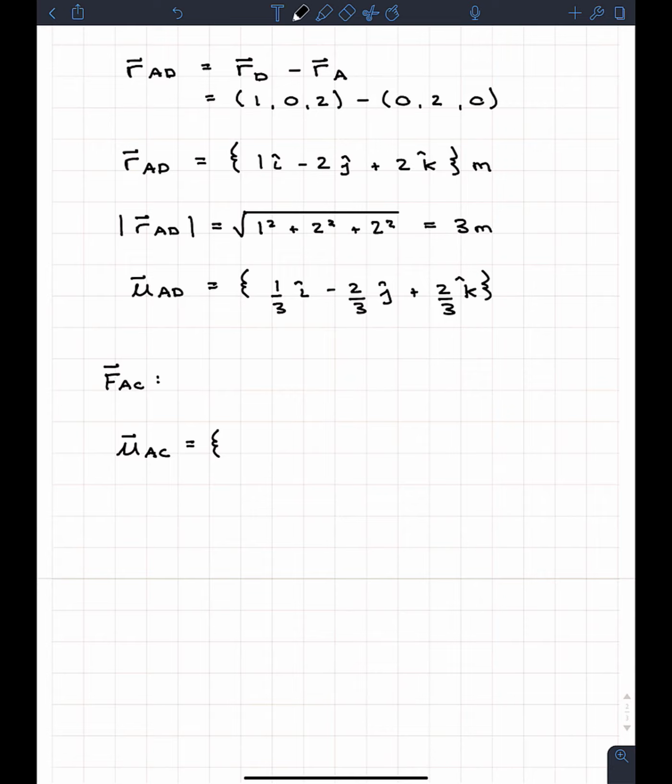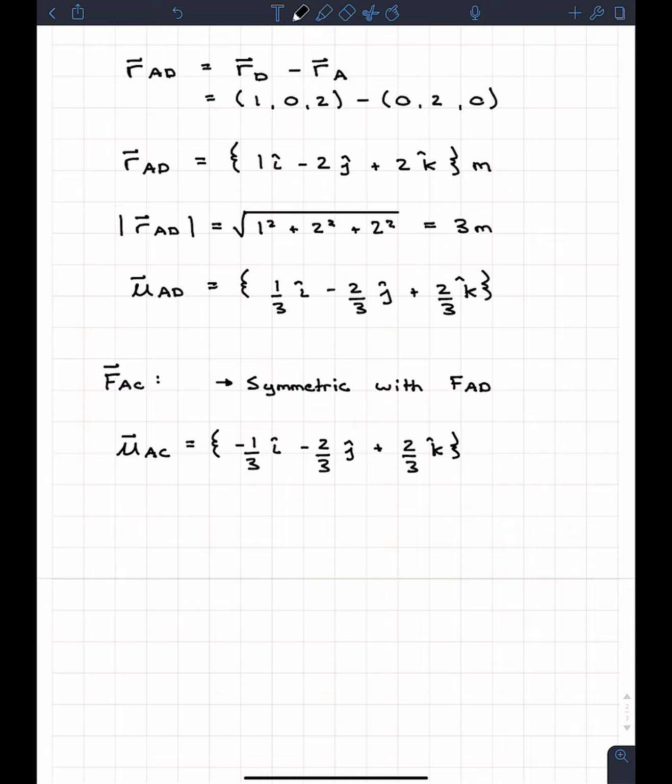So remember, the only thing that changes between these two is the I direction. One goes in positive, one goes in negative. So we can go -1/3 instead of +1/3 in the I, and the other two don't change. So we're going to have -2/3 in the J, and then +2/3 in the K. So really quickly, we're able to find that unit vector without even really doing any work. Saved us a lot of time, a lot of tedious calculations. And the reason why is this is symmetric with FAD.